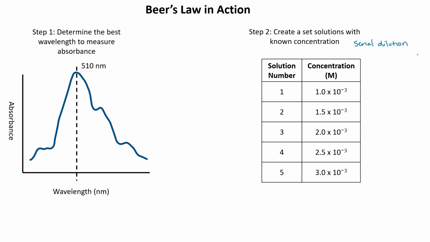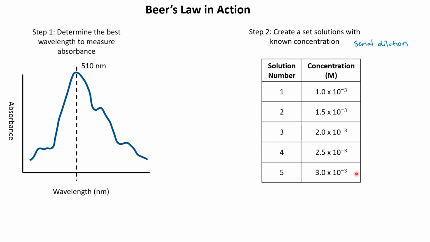So you're going to take a stock solution and you are just going to dilute it once, and then you're going to dilute it again and again and again. For this particular lab, I chose 5 knowns. So I know the concentration of each of these solutions.